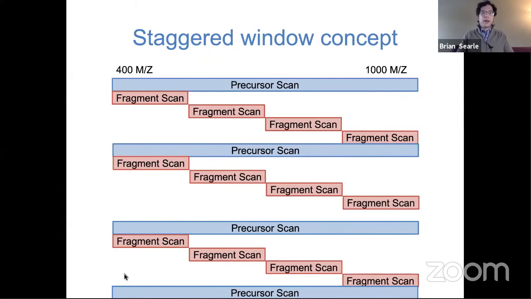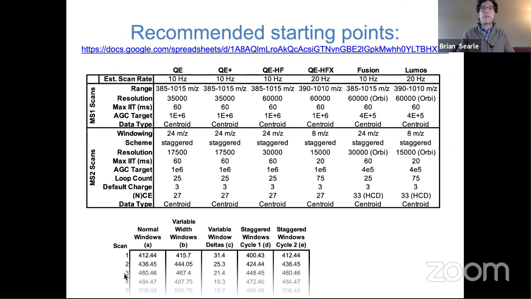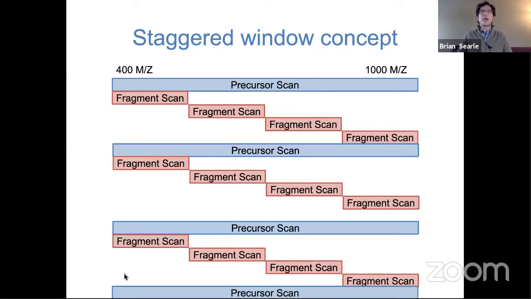But there are some additional questions that I think are pretty important to ask about how you set up these types of experiments. One of the things that we recommend in terms of these schemes for data acquisition is to use staggered windows. And what do I mean by staggered windows? There are a bunch of questions in the Q&A. Hopefully this tackles a lot of those.